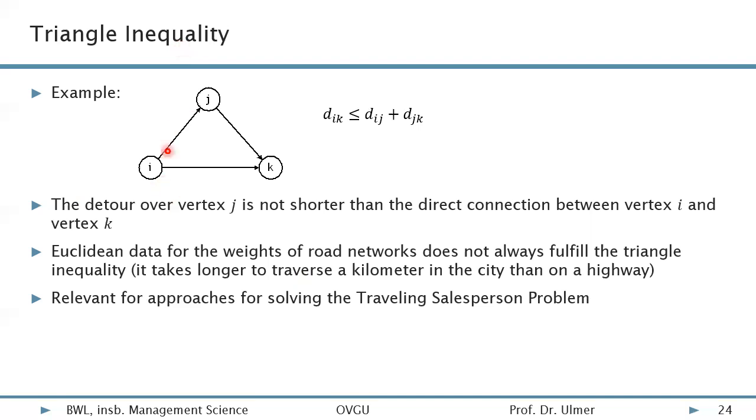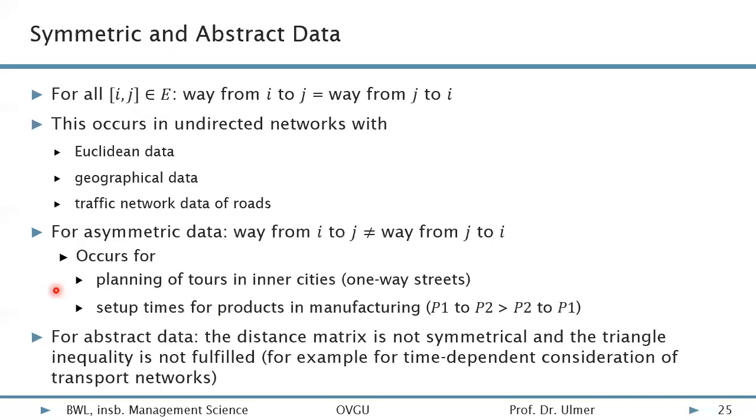This triangular inequality allows us to simplify problems. If we look at the traveling salesperson problem you might have heard of, we want to visit all customers in a cost-minimum, distance-minimum tour. The triangular inequality tells us it's never better to visit a customer twice, because this would mean a detour, at least in a complete network. So we can simplify the model a little bit. Some other properties: symmetric versus asymmetric data.